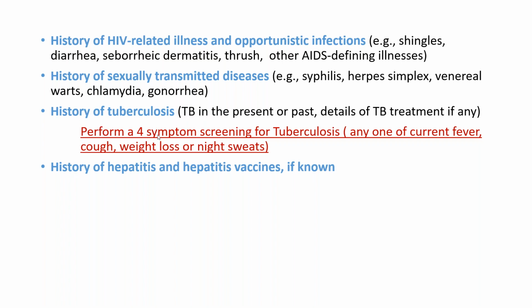This is a WHO recommended clinical screening, which is called 4 symptom screening, also called the 4S screening for tuberculosis. And if the patient has any one of the following: fever, cough, weight loss, or night sweats, then the patient gets labeled as a TB suspect. And then all TB suspects are actively evaluated for tuberculosis. So remember, the 4S screening for tuberculosis will help you identify a TB suspect in a person living with HIV.